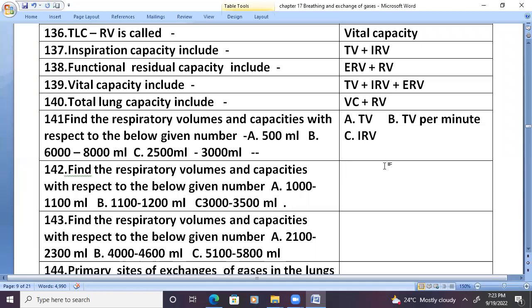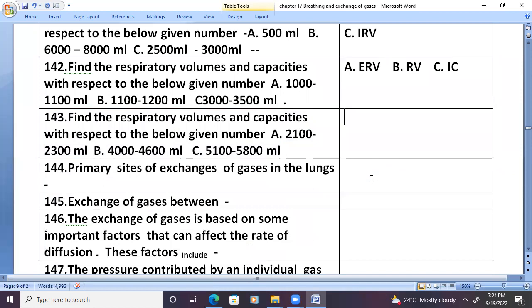Find the respiratory volumes and capacities with respect to the numbers given below. 1000 to 1100 ml is ERV, expiratory reserve volume. 1100 to 1200 ml is residual volume. 3000 to 3500 ml is inspiration capacity. 2100 to 2300 ml, we are making combinations here, is functional residual capacity. 4000 to 4600 ml is vital capacity. 5,100 to 5,800 ml is total lung capacity, TLC.